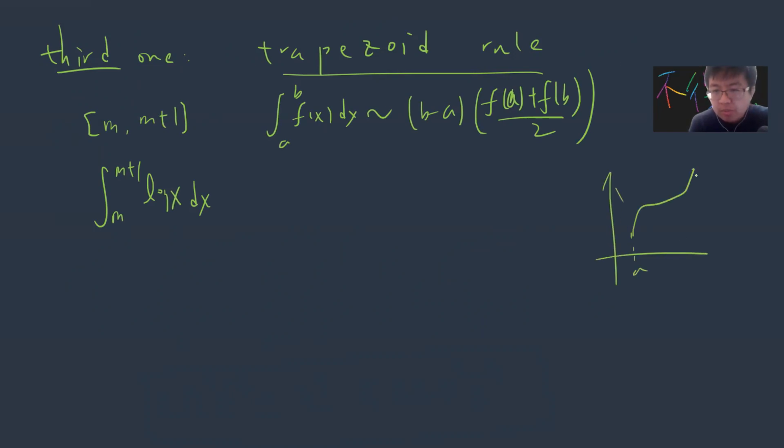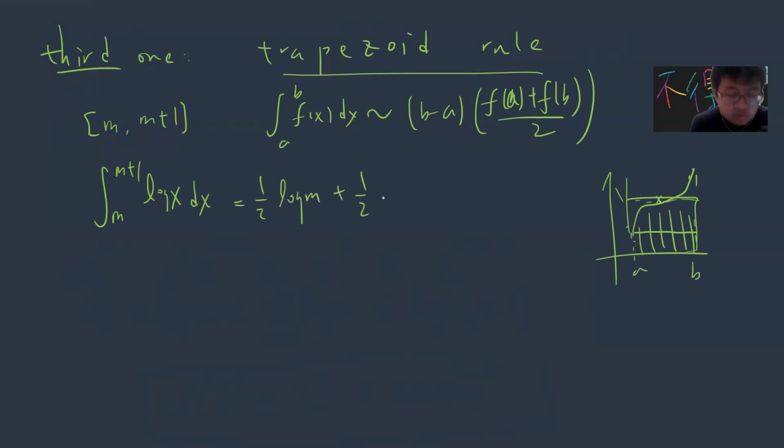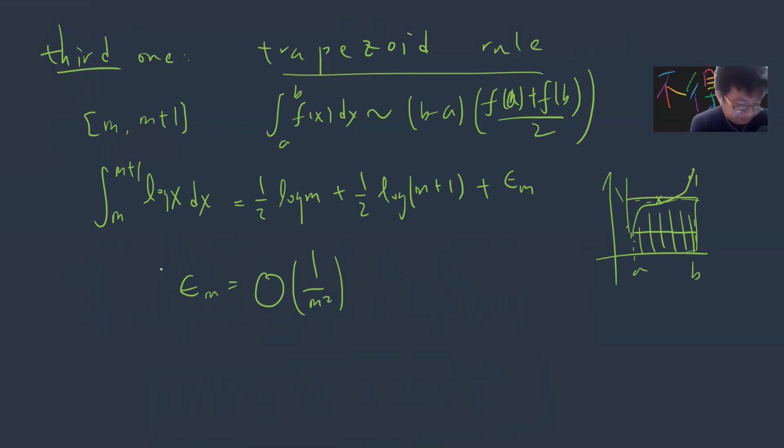So basically it's a and b. This area can be approximated by b minus a times the average value. You take something like this. So you can approximate this as a half log m plus a half log m plus 1 plus some epsilon m, and the epsilon m comes from the second differentiation, so basically it's of the order of 1 over m squared.